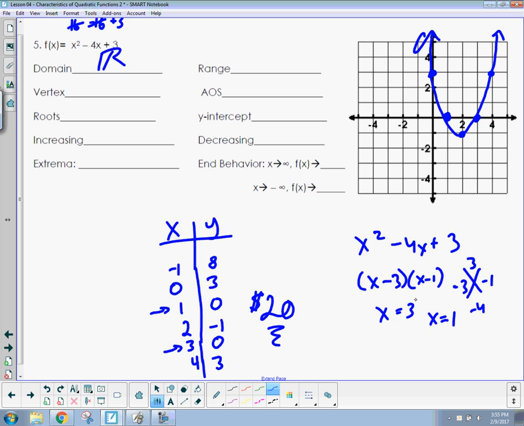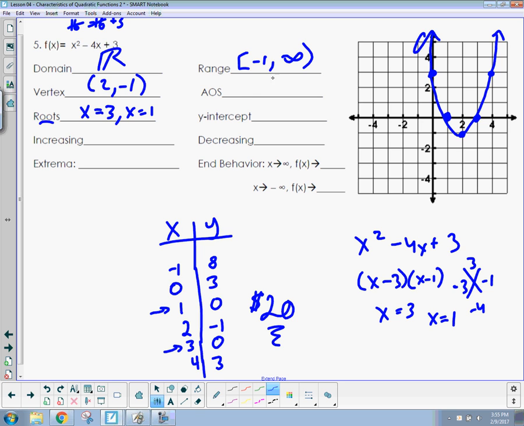So let's go back to what we're doing. Vertex. Roots, same thing as solutions. We just solved them. We graphed it and factored it to find the roots. Range, look bottom to the top, so that would be negative 1 to infinity. Axis of symmetry would be x equals 2.